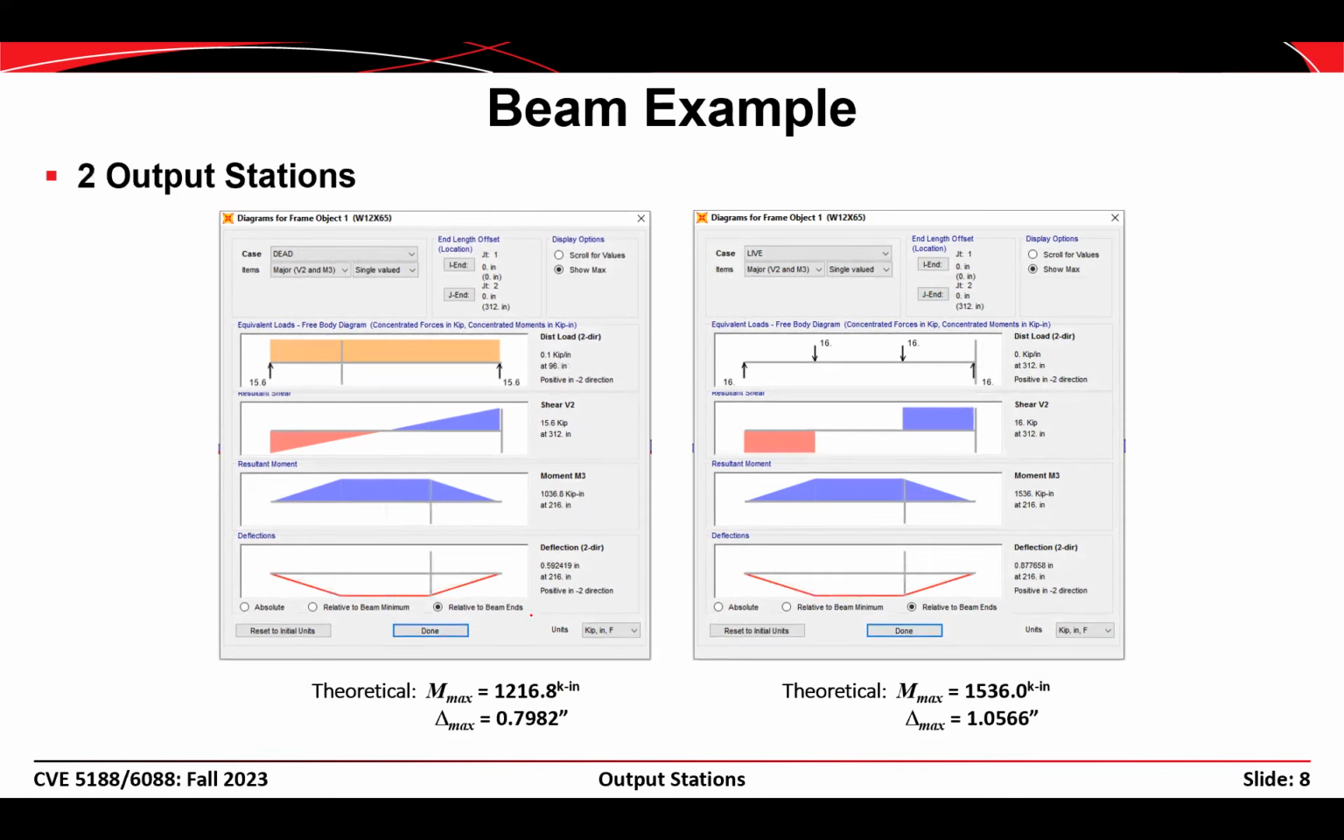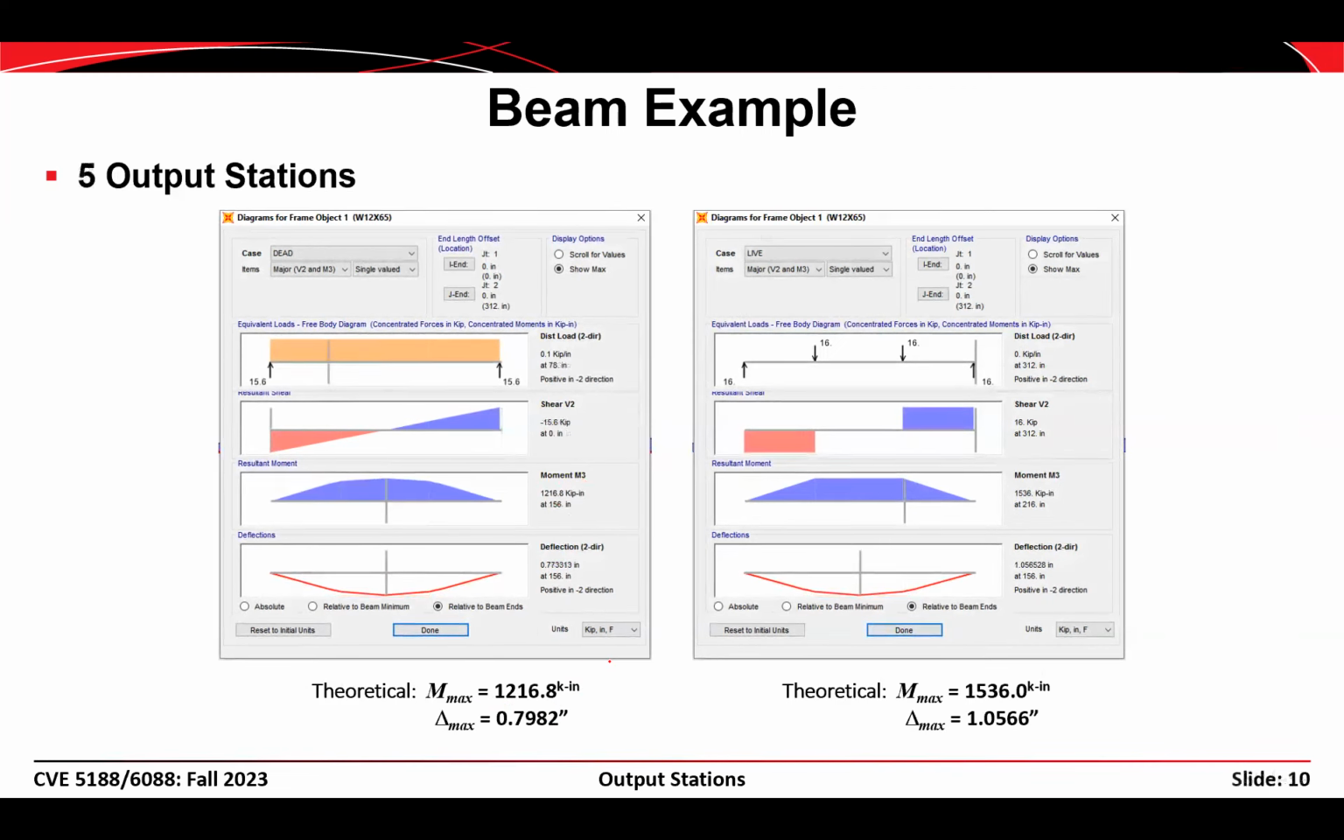If we go back a slide, there isn't an output station where that bending moment should theoretically be maximum. So the bending moment that SAP outputs as its maximum is less than the maximum value that we would expect, right? We would expect 1,217 kip inches. We're only getting 1,036. So the results that we're getting out of SAP are wrong, right? They're not wrong. We just didn't define the problem correctly.